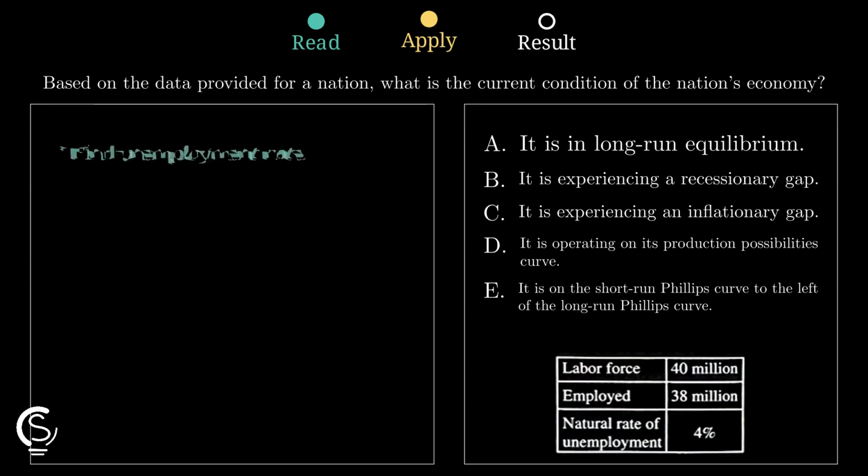Next, compare that unemployment rate with the natural rate of unemployment, because if actual unemployment is higher than the natural rate, the economy's producing below full employment.